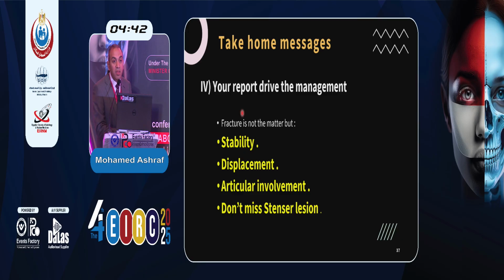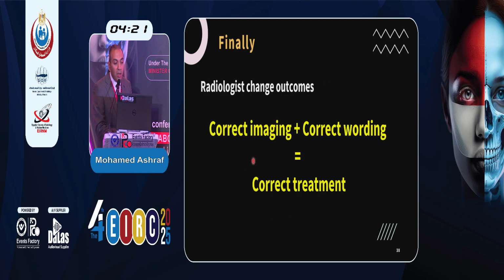Fracture is not the matter, but the matter is to describe the stability, the displacement, the articular involvement, and don't miss ligament lesions, because the aponeurosis, which is seen between the joint and the retracted ligament, will prevent the healing if it is present. Correct imaging with correct wording and reporting will lead to correct treatment.